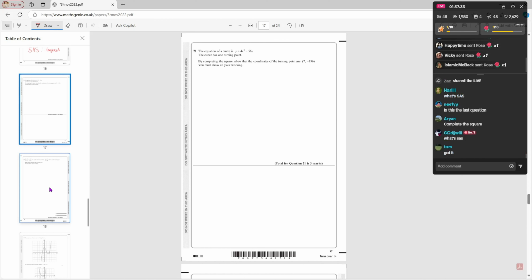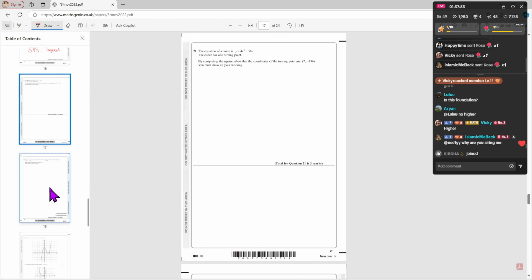So it says the equation of a curve is y equals 4x squared minus 56x. The curve has one turning point. By completing the square, show that the coordinates of the turning point are (7, minus 196). You must show all your working. So how do we complete the square? It's actually very, very easy.